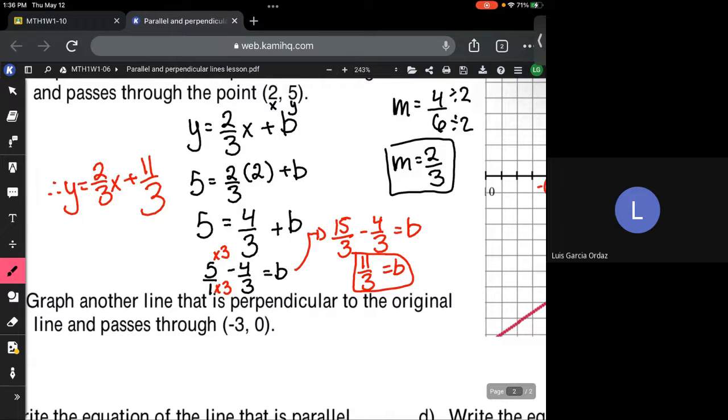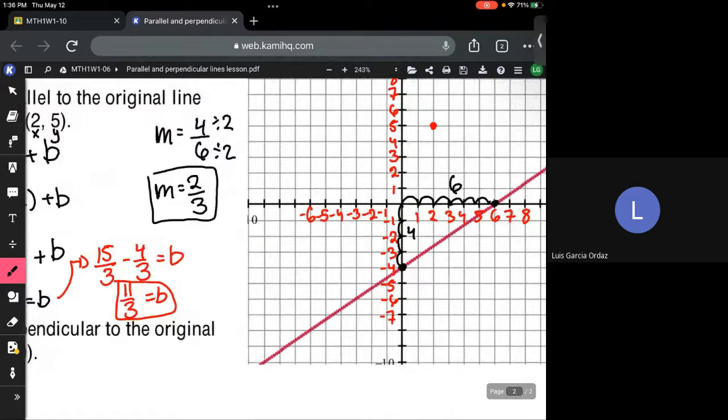What would it be? 11 divided by 3. 3 point what? 3.666. So your initial value, or your y-intercept, is somewhere over here. So now, because you have 2 points, you just connect them and make your parallel line.